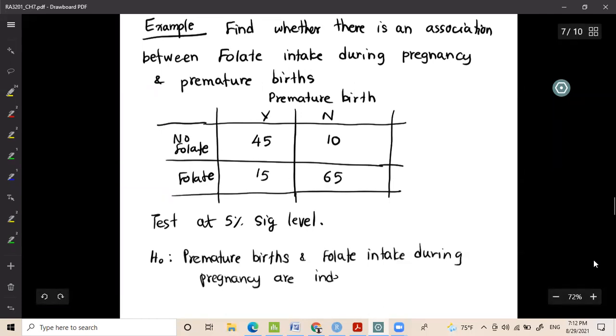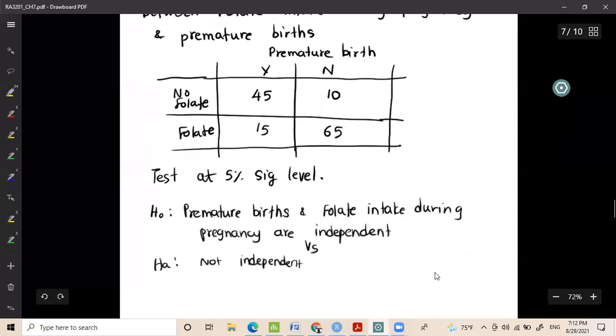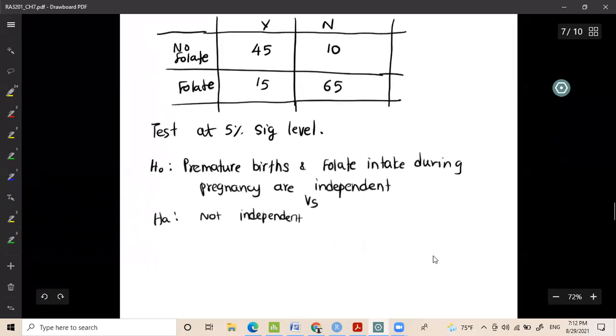are independent versus HA. I'll just write not independent. Okay. So what does that mean again? There's no association between premature births and folate intake versus there is an association between folate intake and premature births.